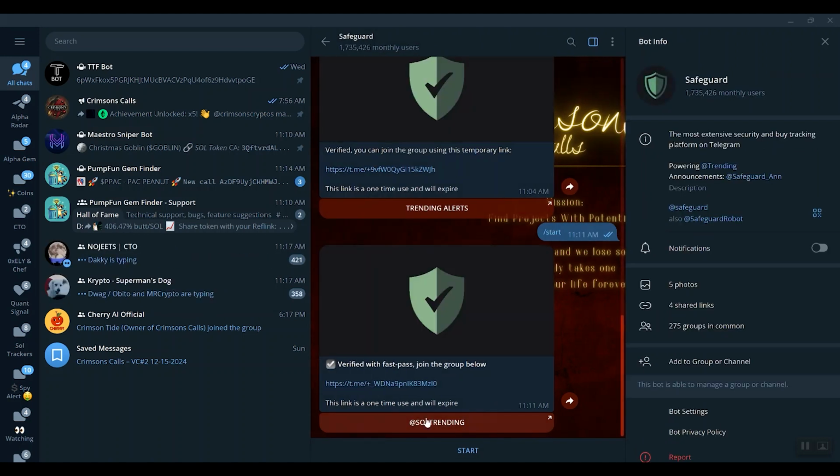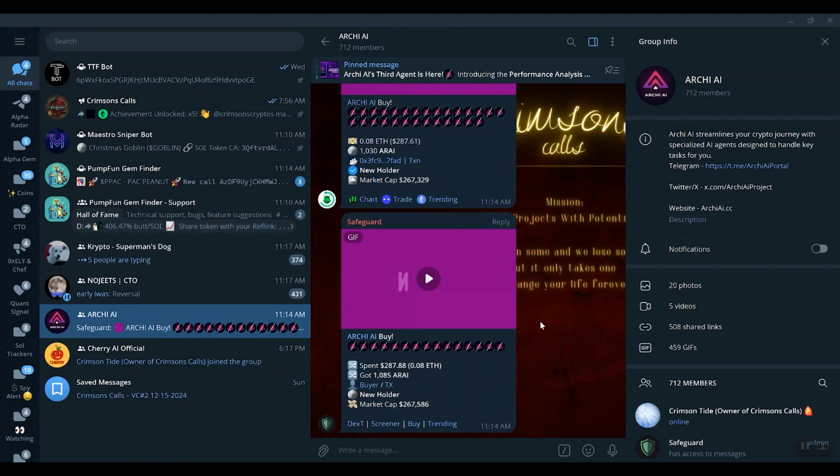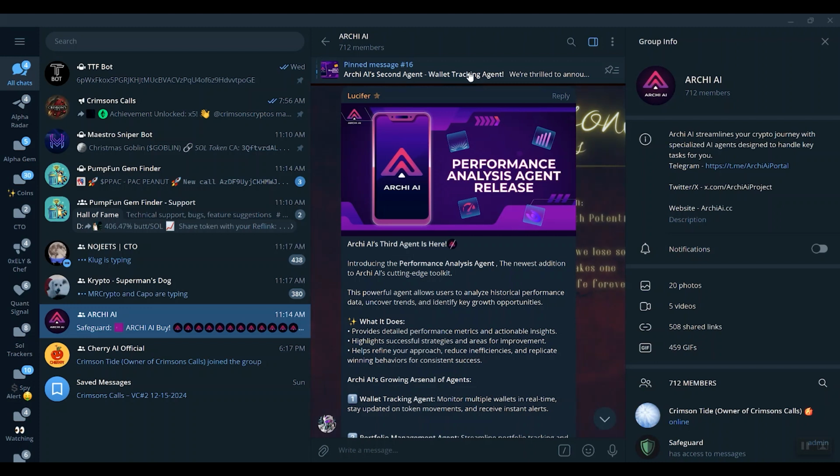All right, so we're going to go into their portal, get our link, and join the group. Just over 700 members in this one. So we see that we're sitting here at 267, 586, 1114. Last buy was 3 minutes ago. That works for me. That's within my 10-minute buy window.